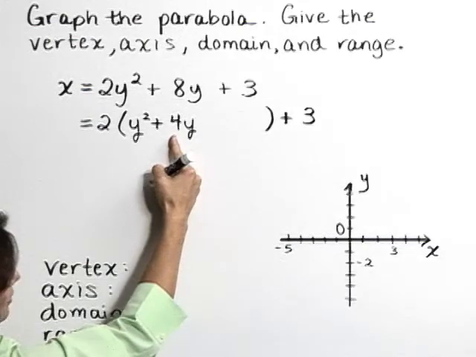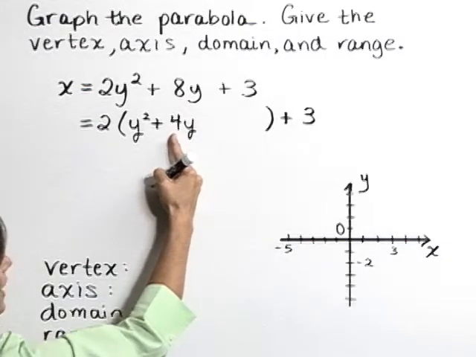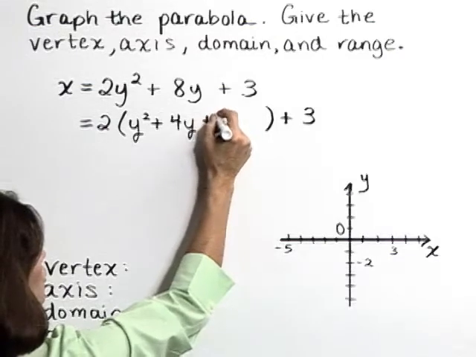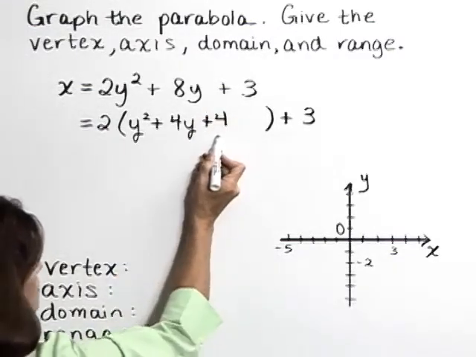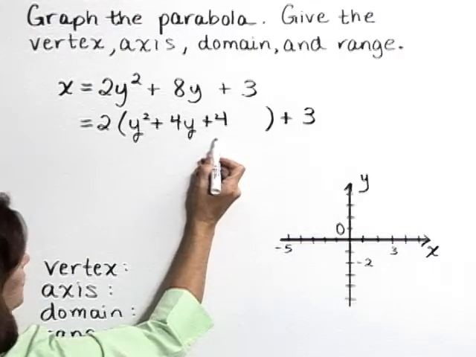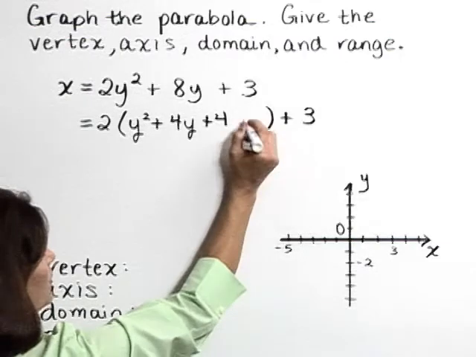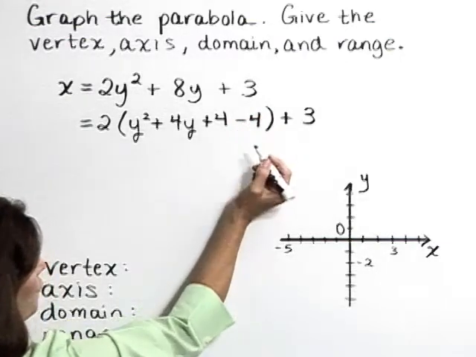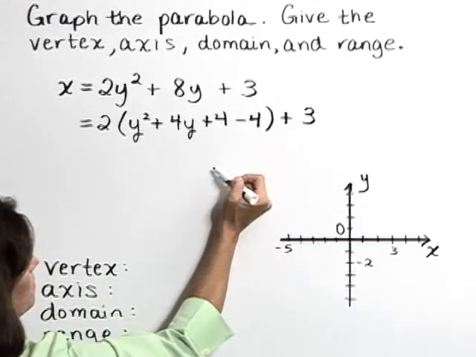Now, look at your middle coefficient, which is 4. Half of 4 is 2, and 2 squared is 4. We need a plus 4 in here to create a perfect square trinomial. I'm going to balance out the fact that I've put plus 4 in there on the same side with a minus 4. Those counteract each other.